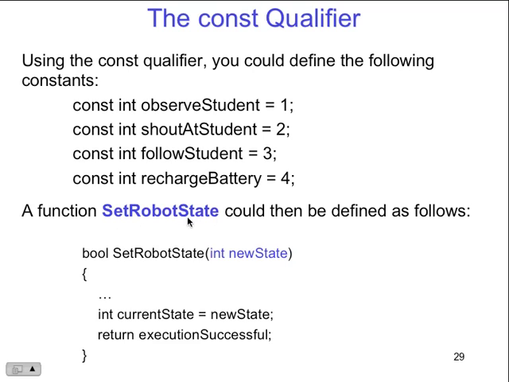So a function, set robot state, could then be defined as follows. Here we have set robot state, which takes an integer value, and these are all integers, new state. So we don't have to remember what 3 is, we can just say follow student. So set robot state, follow the student. Inside we're going to say initialize current state is equal to new state. New state is what we sent to it. It was follow student, and follow student was equal to 3. We don't have to remember what 3 is.